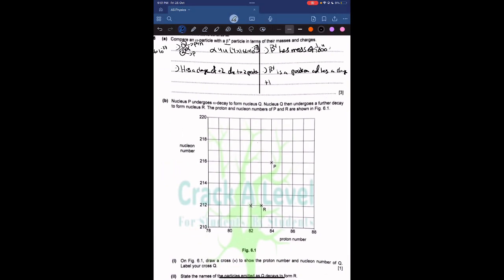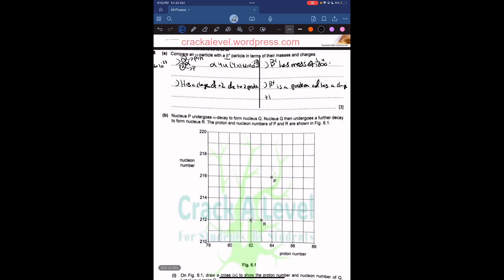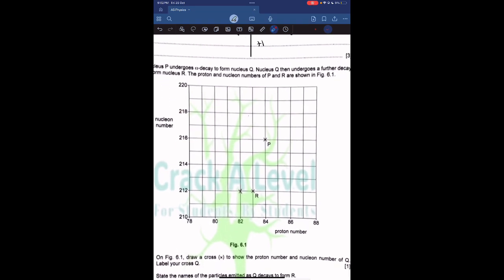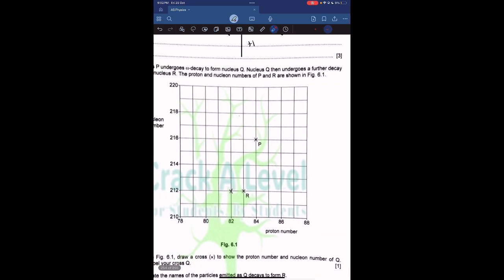It says that nucleus P undergoes alpha decay to form nucleus Q. Nucleus Q then undergoes further decay to form nucleus R. So this is nucleus P. It undergoes alpha decay, so the nucleon number should decrease by 4, so 1, 2, 3, 4, to form nucleus Q. And the proton number should also decrease by 2.